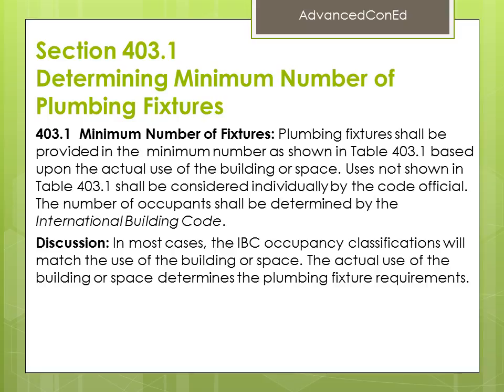Section 403.1 Determining minimum number of plumbing fixtures. 403.1 Minimum number of fixtures. Plumbing fixtures shall be provided in the minimum number as shown in Table 403.1 based upon the actual use of the building or space. Uses not shown in Table 403.1 shall be considered individually by the code official. The number of occupants shall be determined by the International Building Code.